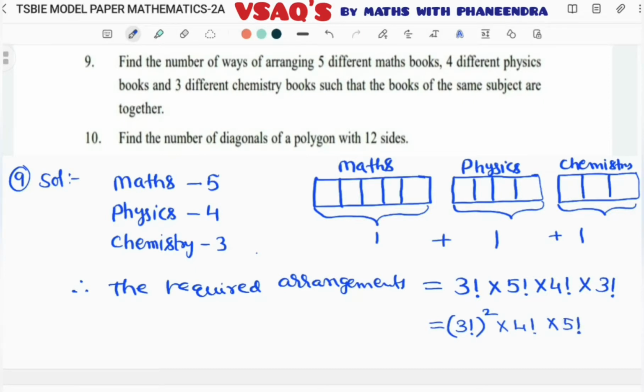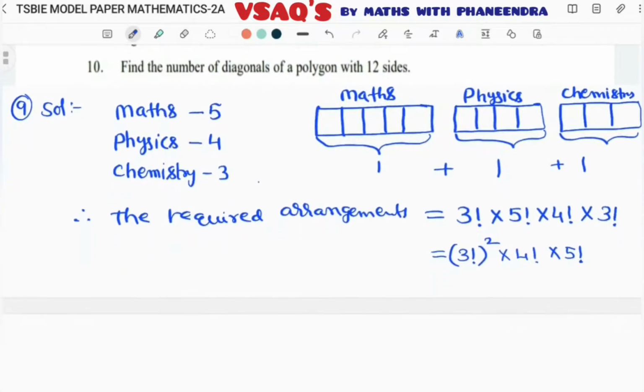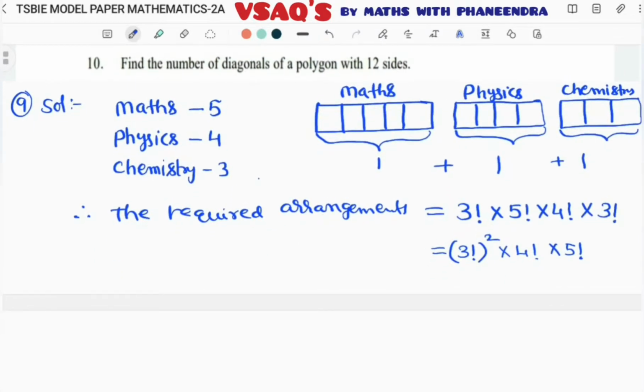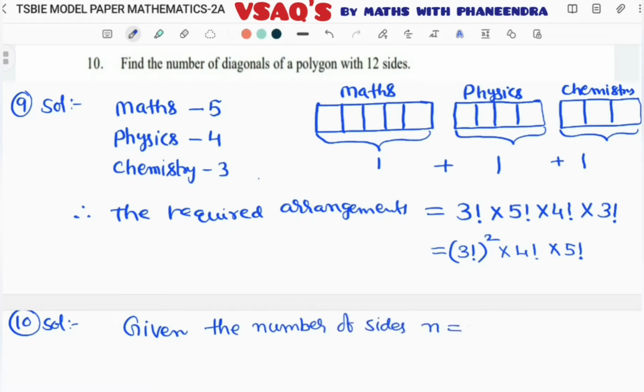I hope you understand, dear students. We'll move on to question number 10. Find the number of diagonals of a polygon with n sides, with 12 sides. So question number 10. Given the number of sides, n is equal to 12.